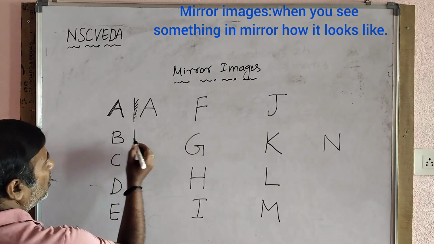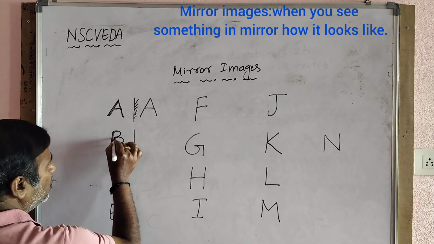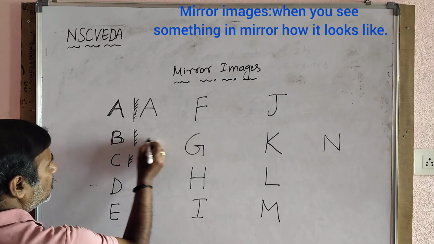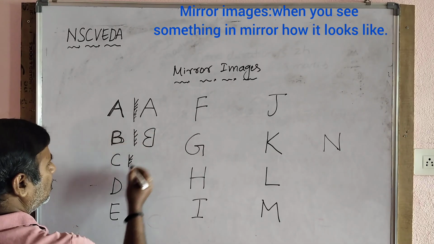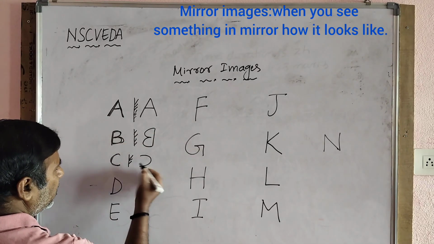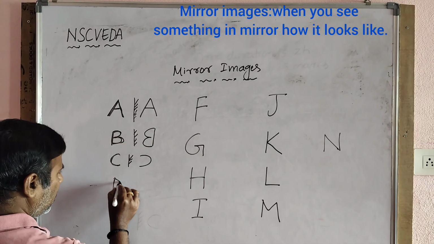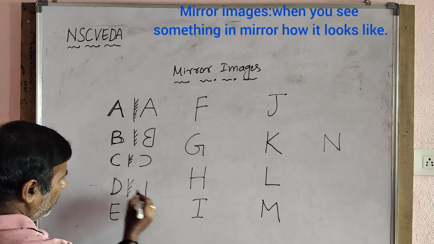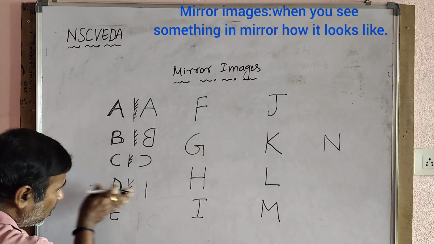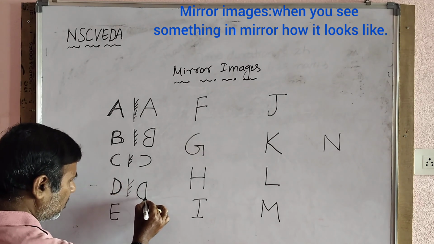Next B. B has what? A standing line, two D curves. So now this is a standing line. See, this D curve will look like a C curve and this will look like a C curve. This is a C curve, it will look like a D curve. You see one standing line and one D curve. So the standing line will be far away. This D curve is toward the mirror, so it will be towards the mirror.